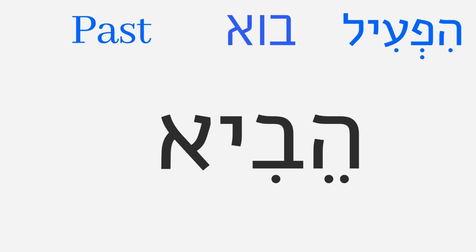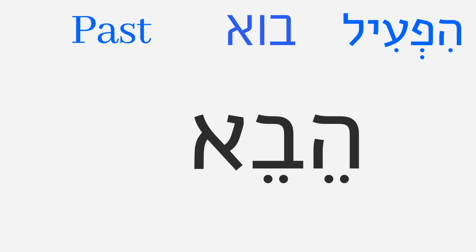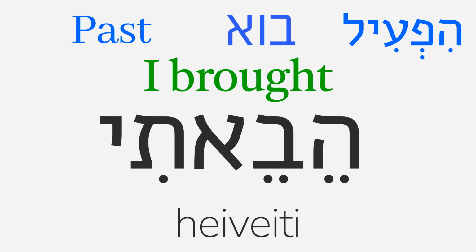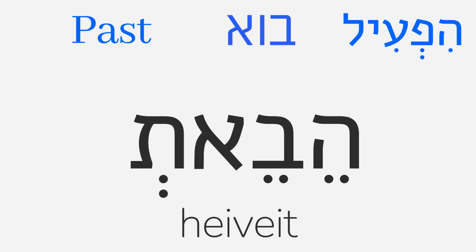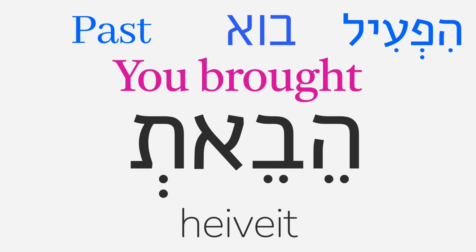However, the root bet vav aleph also has a third root letter aleph, which will make these hifil past tense verbs irregular. If the third root letter is aleph, the hifil past tense verbs that are supposed to change their hirek to a patach will instead change it to a tsere. So that's heveti, I brought, heveta, you brought masculine singular, and hevet, you brought feminine singular, for example.